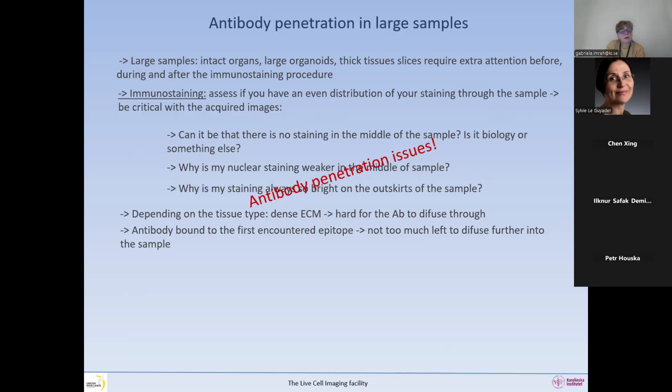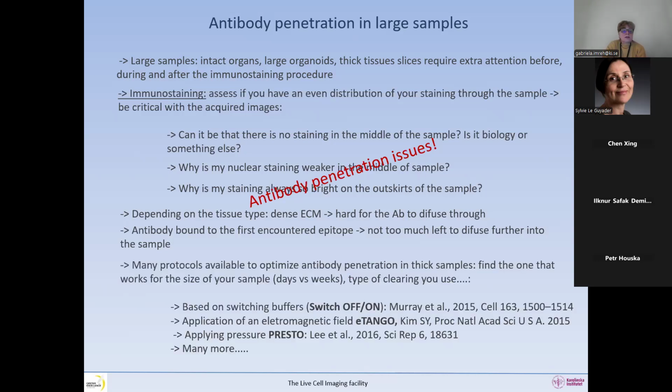Or the antibody will bind to the first layer of the encountered epitopes, so there is not too much left to diffuse into the sample. But there are solutions to that, and there are many protocols available which will help you to optimize this antibody penetration in the samples, so you will have an even distribution of your antibody over your whole sample. Here I only mention a few of them.